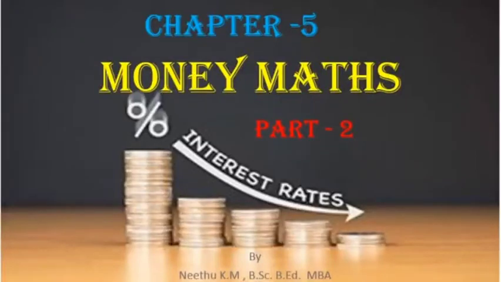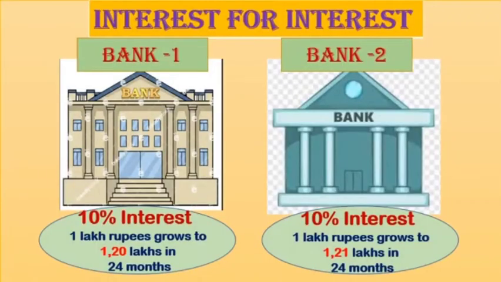Next is part 2. Today we are going to learn a new section. The section name is compound interest. Look at these two ads. Bank 1: 10% interest, 1 lakh rupees grows to 1.20 lakh in 24 months. Look at the second ad. Bank 2: 10% interest, 1 lakh rupees grows to 1.21 lakhs in 24 months.